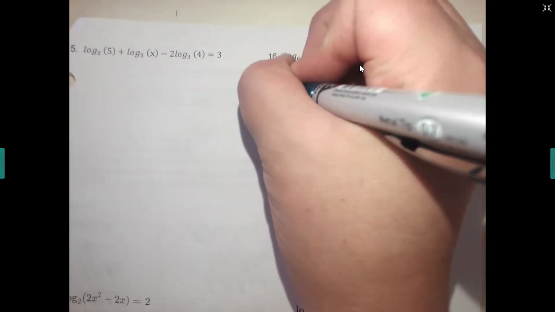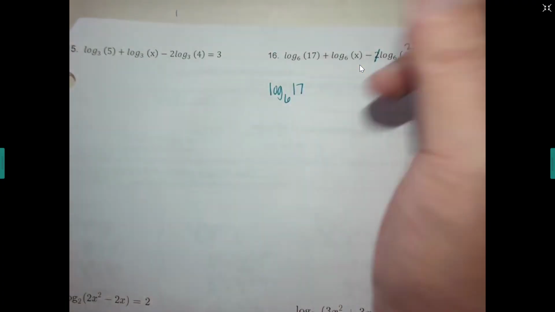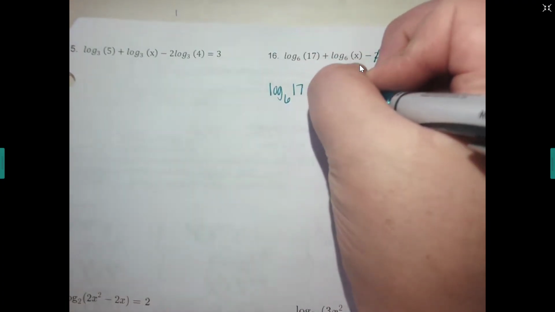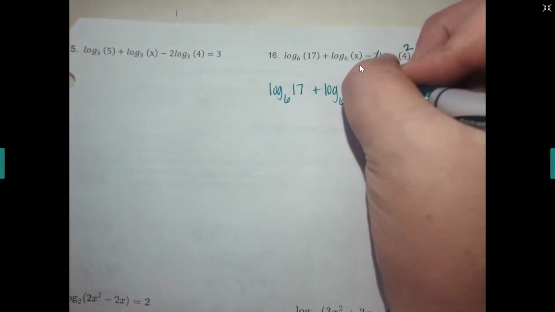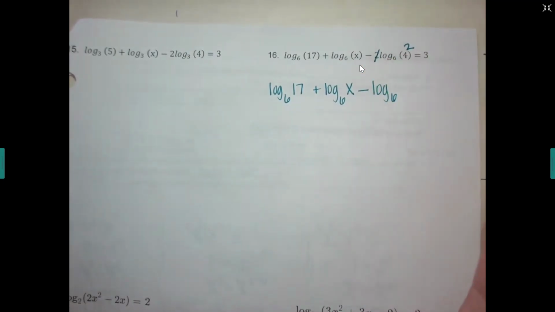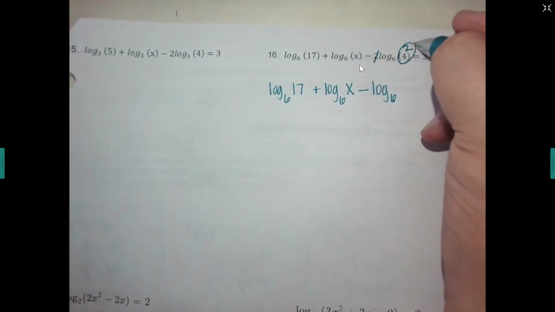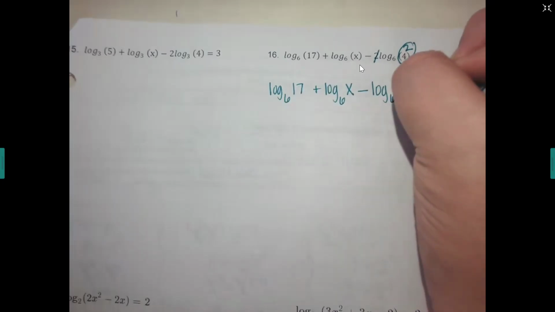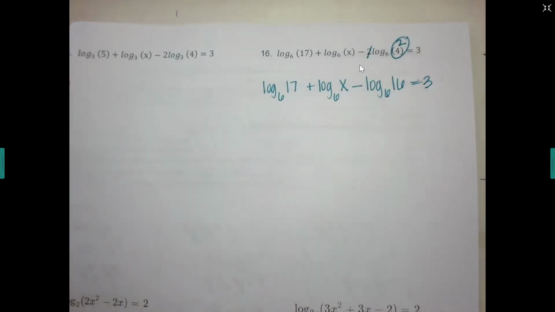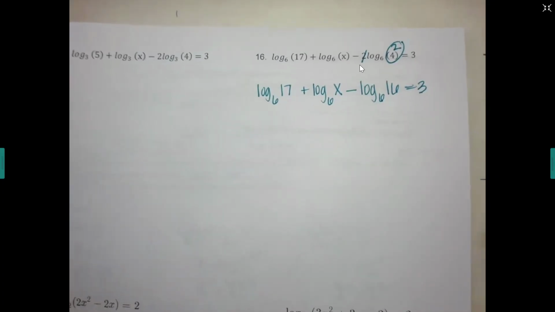All right, so we're doing 16. We said we're moving this 2 up. All right, so here's what we have so far: log little 6 of 17 plus log little 6 of x minus log little 6 of 4 squared. What is 4 squared the same as? What number? 16. Very good. Equals 3. Now, Lachey asked a good question that I haven't really talked about. If all the little numbers aren't the same, you can't combine them anyways. So they should all be the same if you're trying to solve.